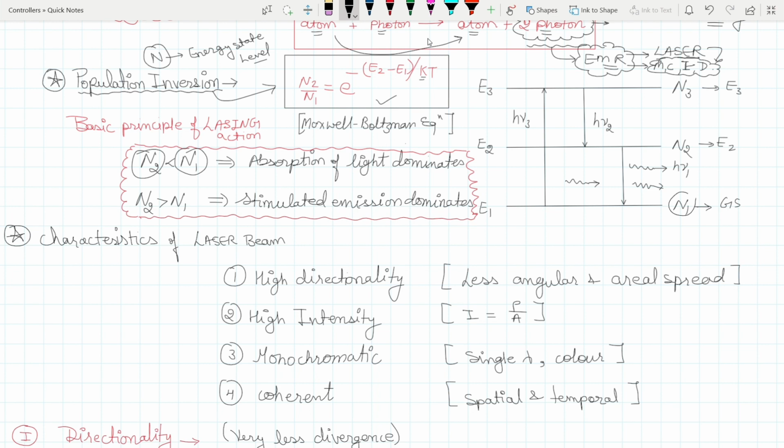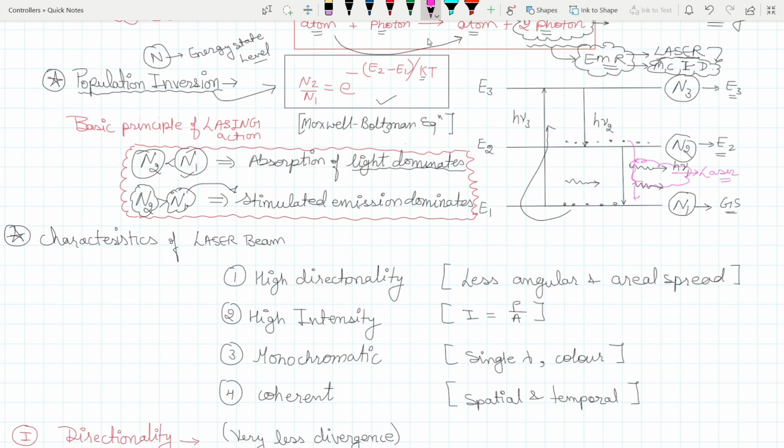This is the population of atoms in the ground state, this is the population of atoms in excited state 2, and this is the population of atoms in excited state 3. So when n2 is less than n1, there are more atoms in n1, so absorption of light dominates. When more atoms are present here, they will absorb light and go to the higher energy state. And when n2 is greater than n1, there will be stimulated emission. Over here there are more atoms, so they will try to come into the ground state by releasing this amount of energy, which is useful for the laser.